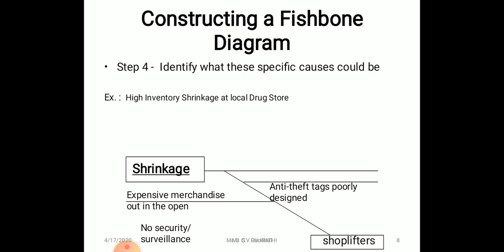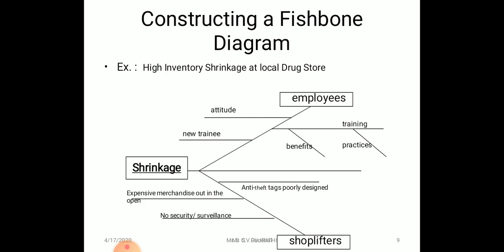Expensive merchandise out in the open means what? The owner of the medical shop kept expensive medicines, expensive drugs on the counter, which are easily reachable to the customer. Or no security surveillance, there is no CCTV in the drugstore, so that may be one of the causes. Because of that, there was stealing of materials.